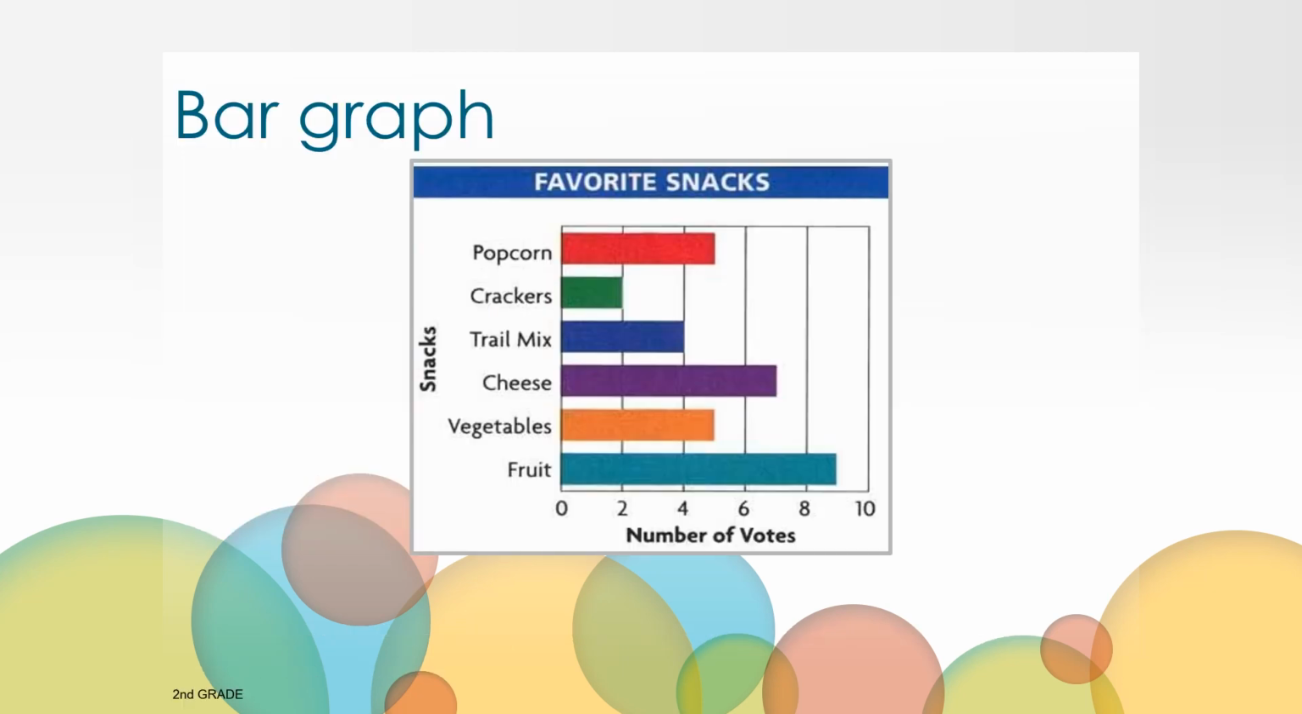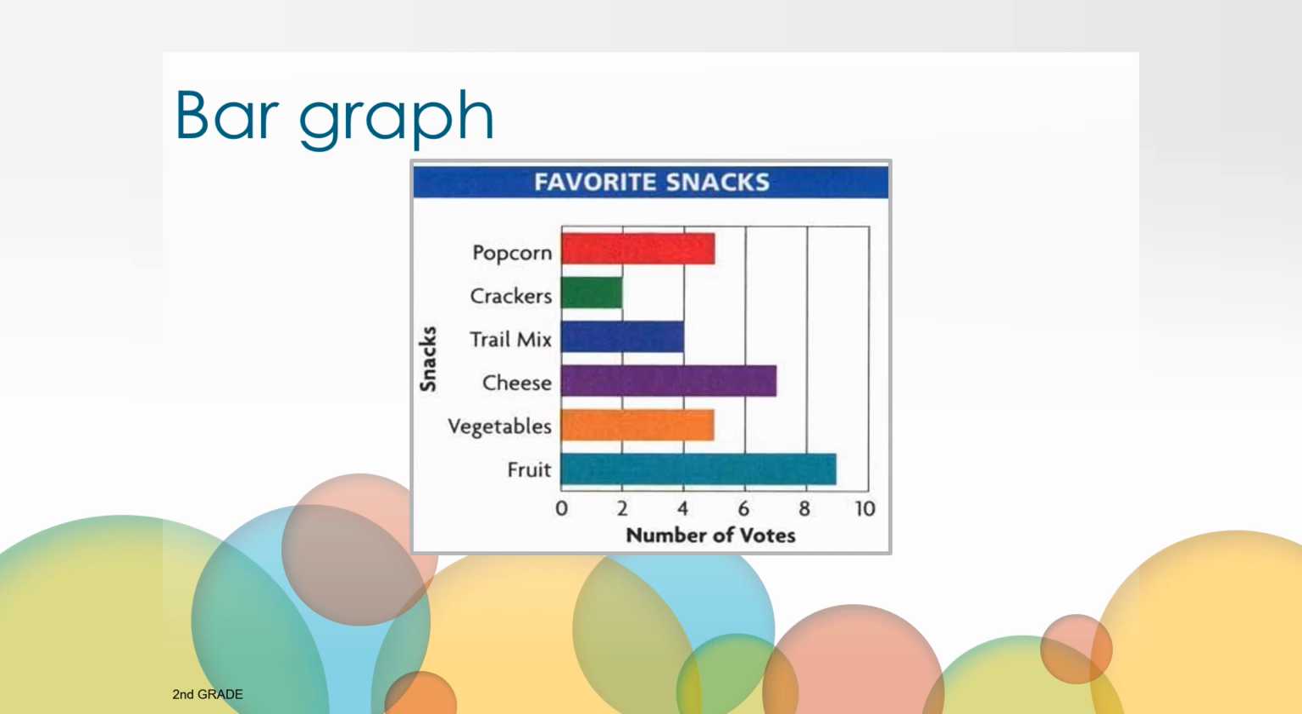Now let's take a look at another graph about favorite snacks. How is this one the same but different than the pictograph we were just looking at? You probably noticed right away that this is different because it's a bar graph. It's like the pictograph because it's also about favorite types of food. But this one has some different kinds of snacks listed. You might even say these snack choices are healthier.